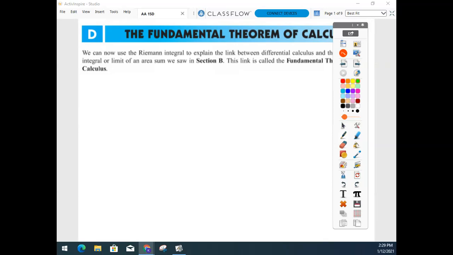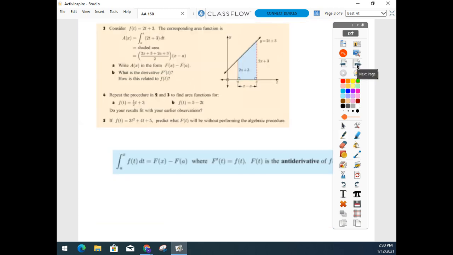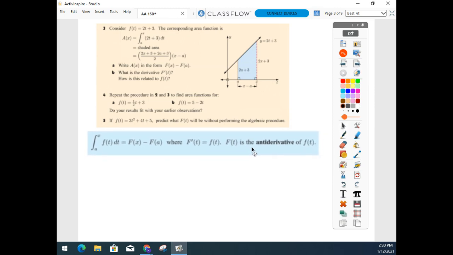Okay, so the last section gets into the fundamental theorem of calculus and some of the different properties. This shows a bunch of different stuff. I'm just going to teach you this part. First of all, you can include this under the antiderivative function.